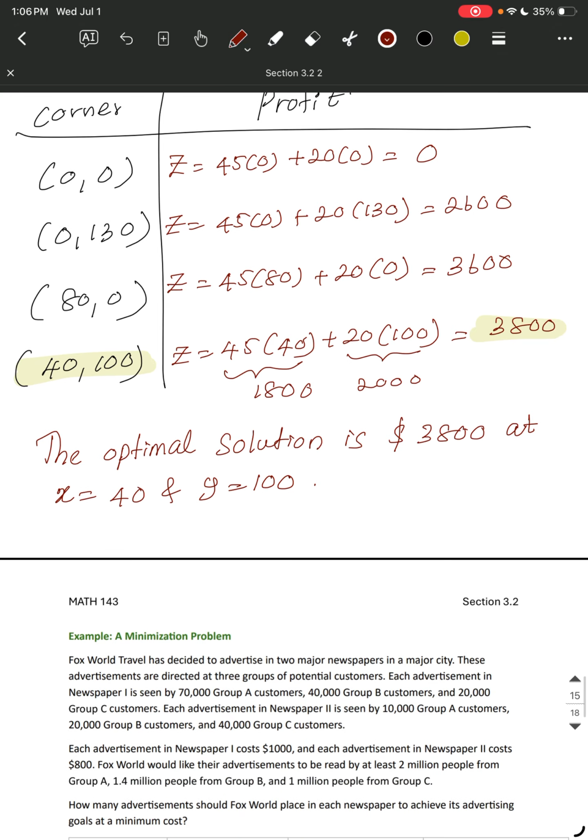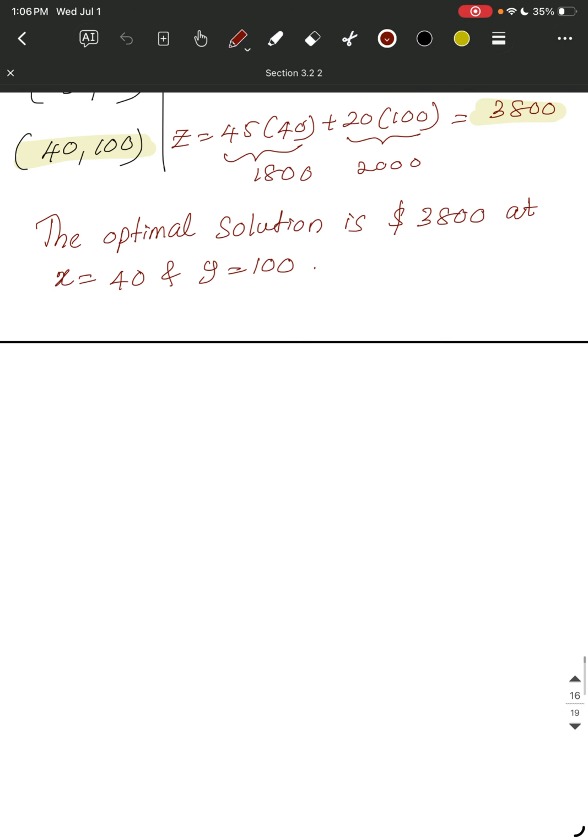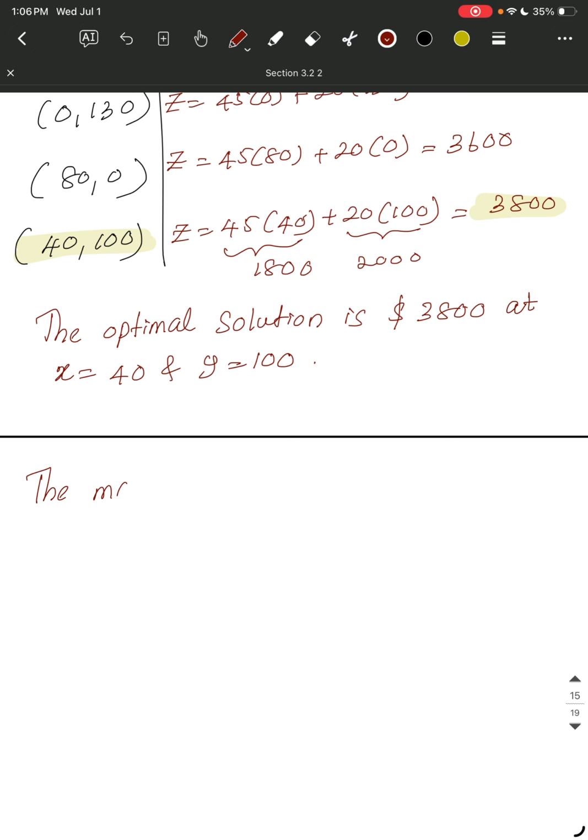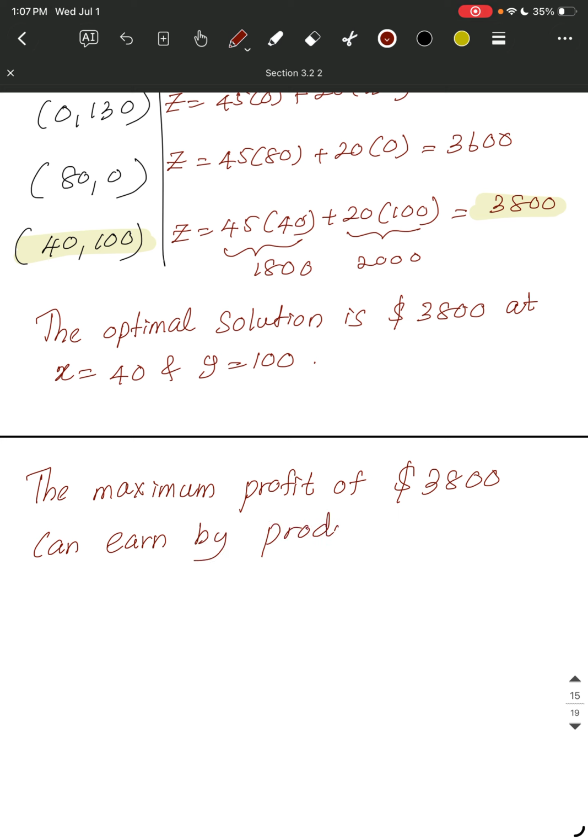So we can say that the maximum profit of $3,800 can be earned by producing 40 tables and 100 chairs, because x is tables and y is chairs. Okay, you got it.